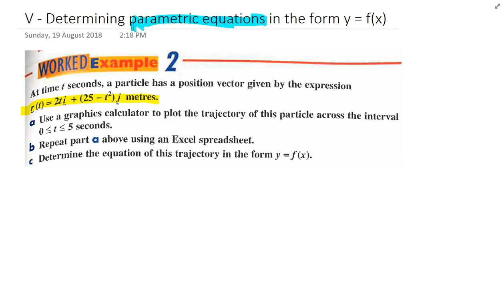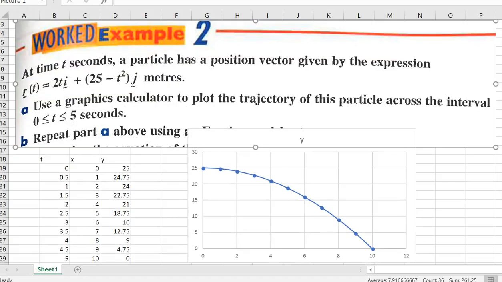A parametric equation is where the x and your y value are dependent on some other third independent variable. So in this case, x and y were dependent upon time. If we look at our Excel example, x was equal to 2 times the amount of time, and y was equal to 10 minus time squared.